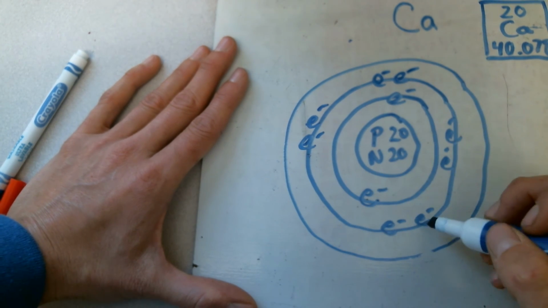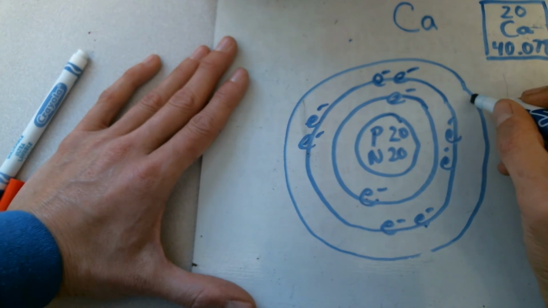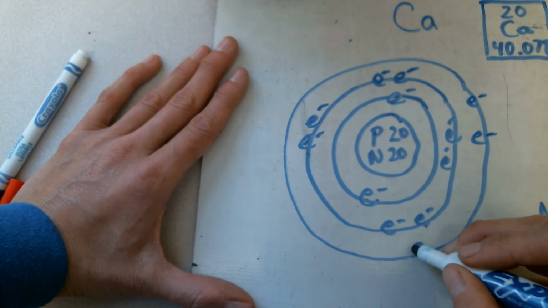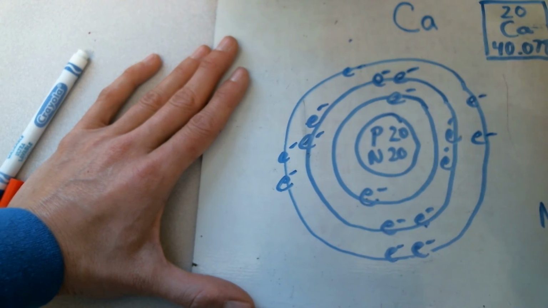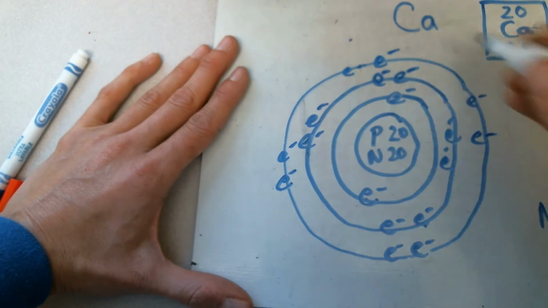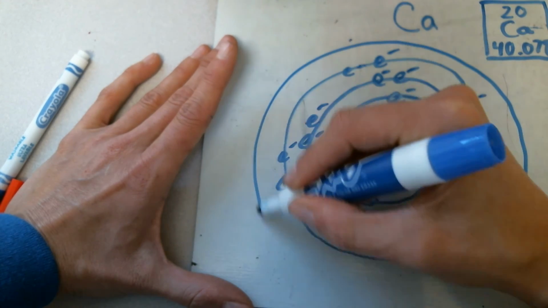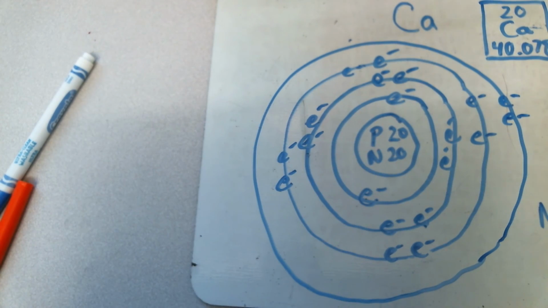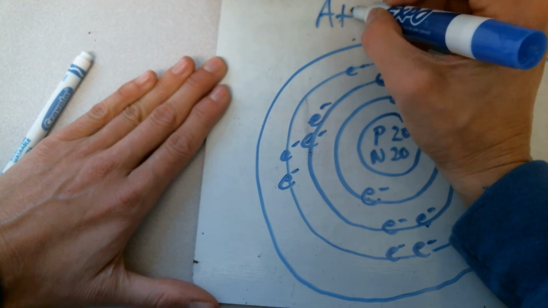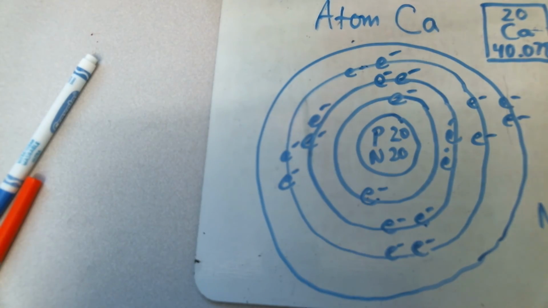So far I have 2 plus 8, which is 10, so I need 10 more. So I'll put another 8 in the third ring. Okay, I still have 2 more left, so I'm going to draw those last 2 in this outer ring that I just created. Okay, so now if I count them, I should have 20 electrons. So that would be my neutral atom of calcium. You can go ahead and try this with some on your own to get a feel for it. You'll also be working on some in class.